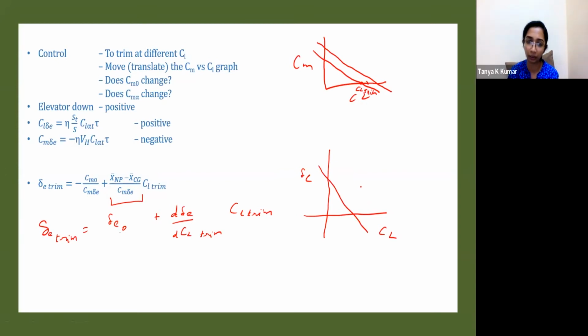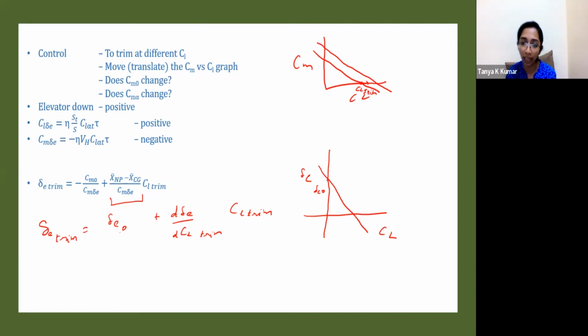Is this correct? Do you agree with me? This is a positive delta E naught and a negative slope. Does this seem right? Yes, we have a negative slope. The XNP minus XCG is positive, CM delta E is negative. So the slope d delta E by d CL at trim is negative, with a positive y-intercept.